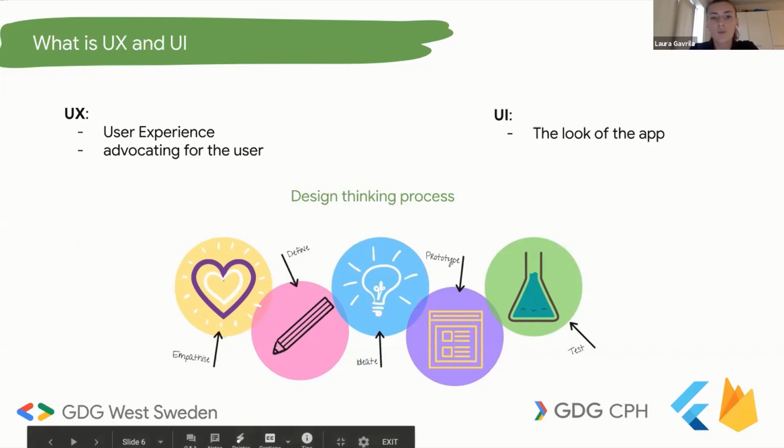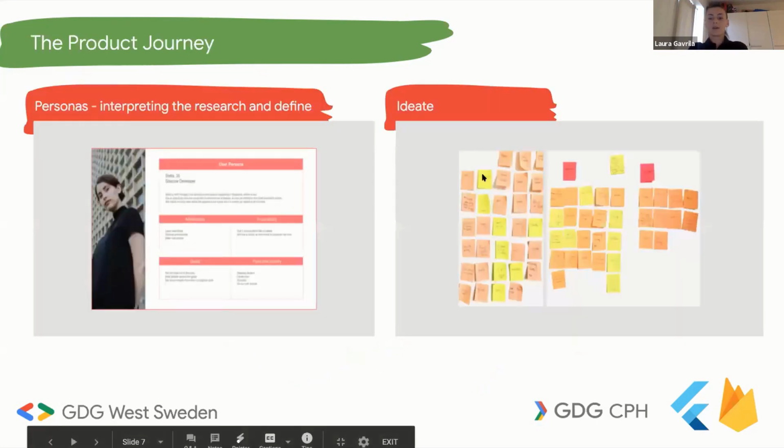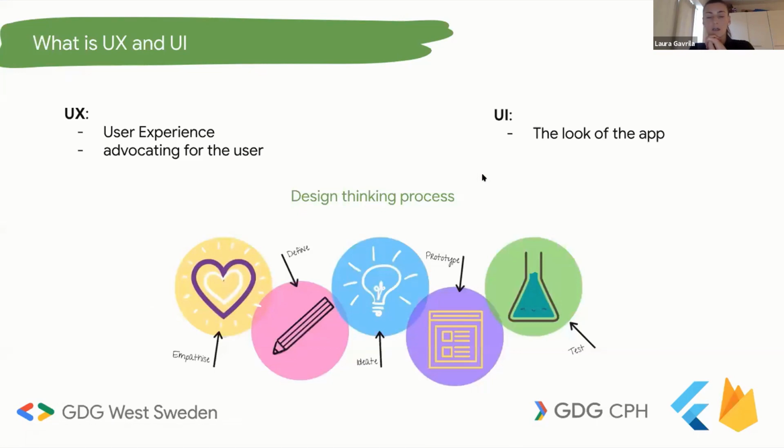And to do this, we are using the design thinking process. That means we start to empathize, we define our findings, we ideate on what we find, we prototype, and we test. We'll use iteration for all of these steps.